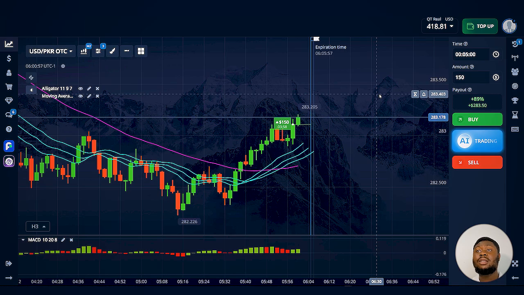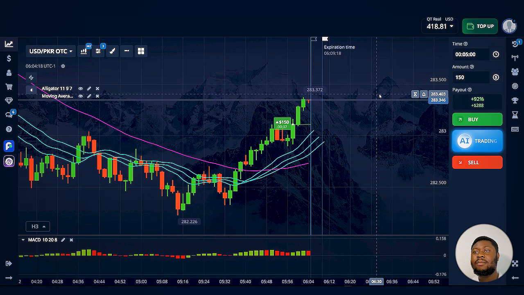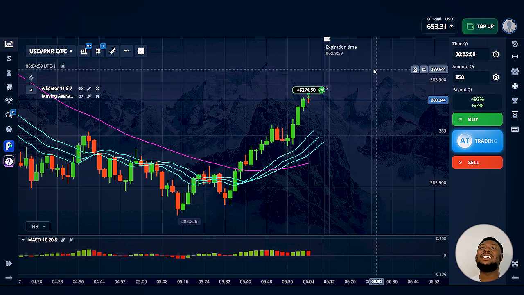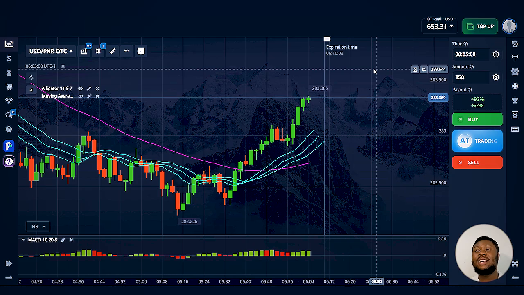The price is steadily rising. I don't think it will fall. I will wait for the trade to end. Bingo! Second profitable trade in a row. Now my capital is $693. I have a couple more trades ahead. I think I can increase my capital even more.